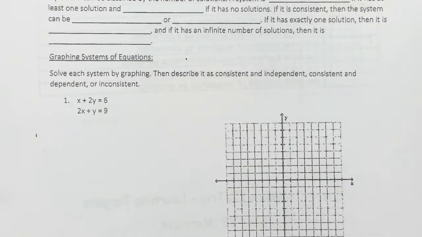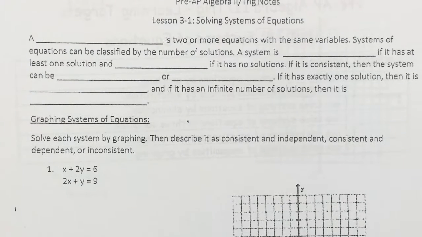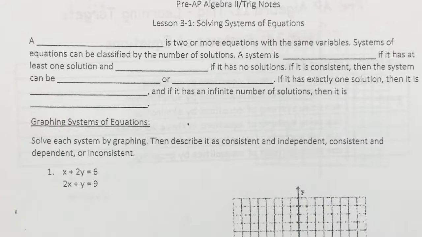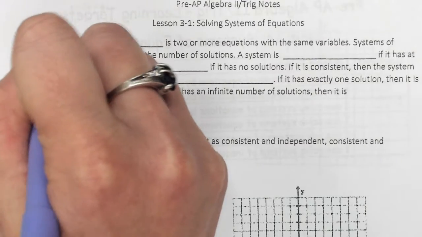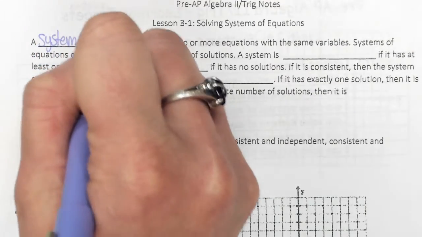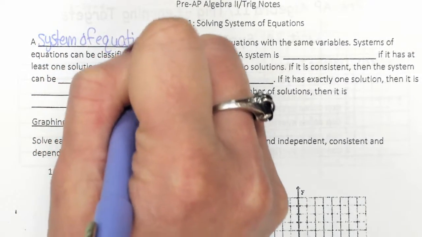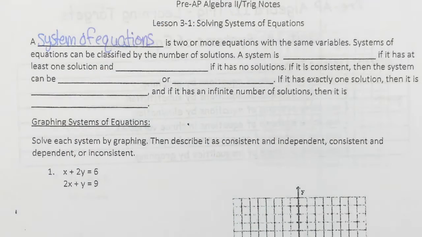Alright, here we go. So, a blank is two or more equations with the same variable. What is that? System of equations, right? It's in the title right there. So what we're going to do in this chapter is we're going to go back over Algebra 1 at the beginning, and then we're going to add on and do some Algebra 2 stuff at the end, okay?